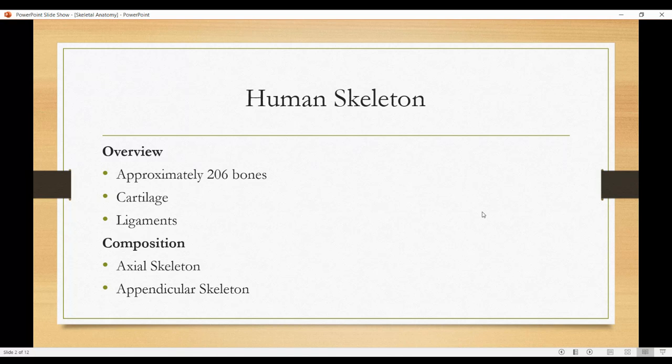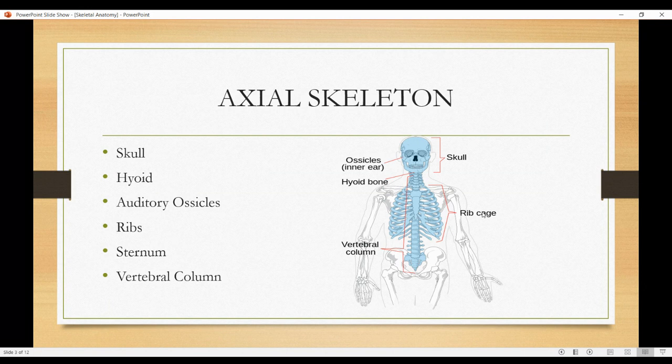There are about 206 bones in the human body, give or take a few. Some people have a few anatomic variants. But when we talk about the skeleton itself, we usually divide it up into two groups. We talk about the axial skeleton, which is the center of the body, or the body on its axis, and the appendicular skeleton, the things that are on the sides of the body, the arms, the legs, and the structures that produce those.